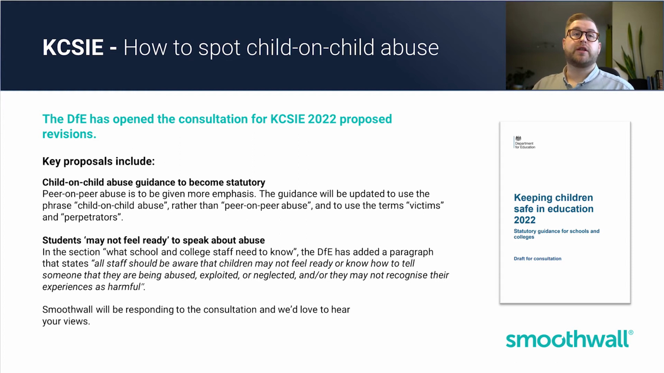What we saw in 2021 last year was a much stronger emphasis on digital monitoring and use of digital monitoring tools like Smoothwall Monitor. And they're really bolstering that in 2022 with two key areas. The first one is around child-on-child abuse. They used to call this peer-on-peer abuse. They've now renamed it to child-on-child abuse.